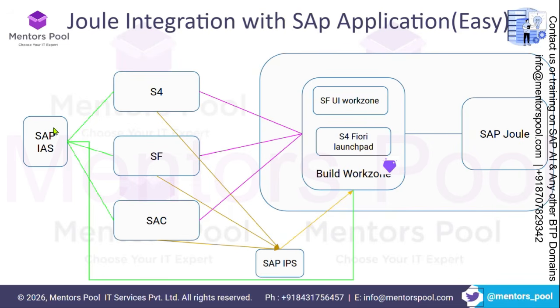SAP IAS is a tool which is the authentication provider. When people log in to S4, SAP IAS authenticates them. When they log in to SuccessFactors, again IAS authenticates them. When they log in to SAC, again IAS authenticates them. Even when they log in to work zone, IAS authenticates them. So IAS is a tool we have on BTP which stores all the users' data across the organization and provides the authentication mechanism. When we create a trust between all of these systems and IAS, IAS will always authenticate them. So even work zone is connected to IAS only, which will authenticate.